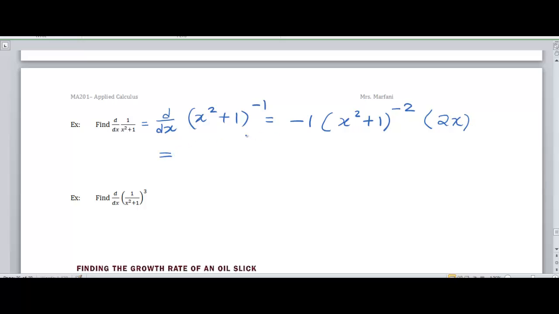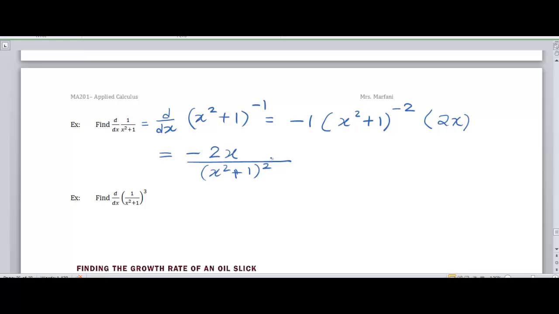Okay. Then we can multiply the negative 1 and the 2x, and then again leave the inside alone. Oh, it's to the negative 2 power. So let me go ahead and put that at the bottom then. Divided by x squared plus 1 raised to the second power. Okay.